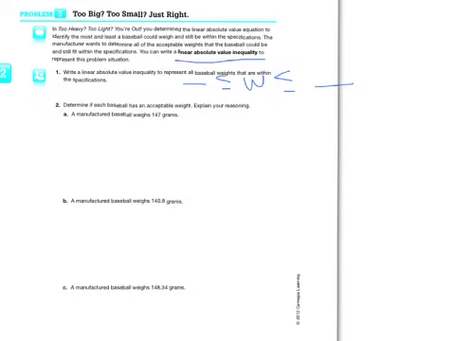So now we're going to answer some questions, determine if each baseball has an acceptable weight, and explain why 147 does or doesn't work, why 140.8 works or doesn't work, and why 148.34 works or doesn't work. You've got the numbers from the previous section to plug in here to see if they are going to weigh.